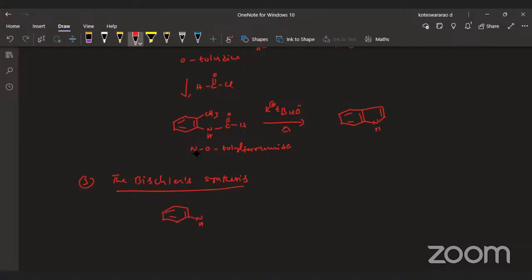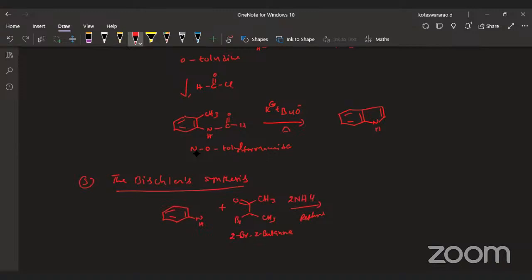and treated with 2-bromo-2-propanone. Substituted with 4 carbons, 1, 2, 3, 4, 2-bromo-2-butanone. Then it is in the presence of 2 normal HCl and refluxed.